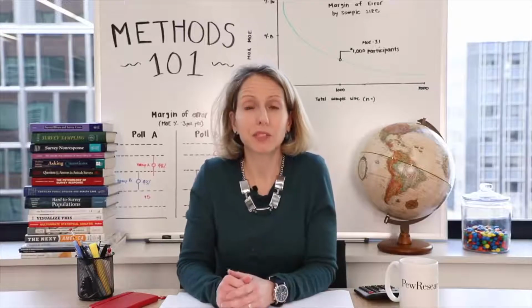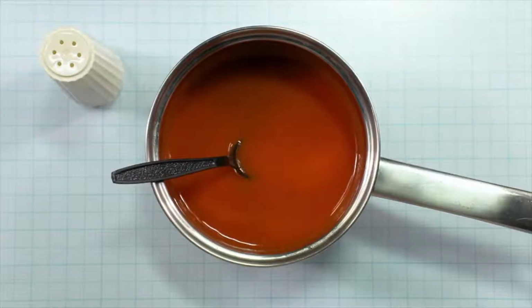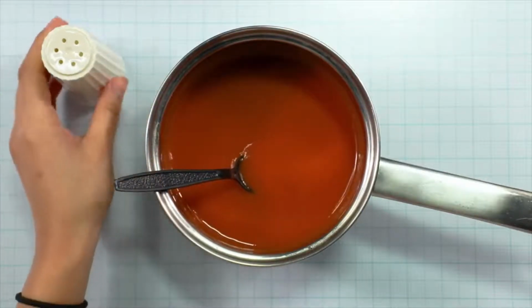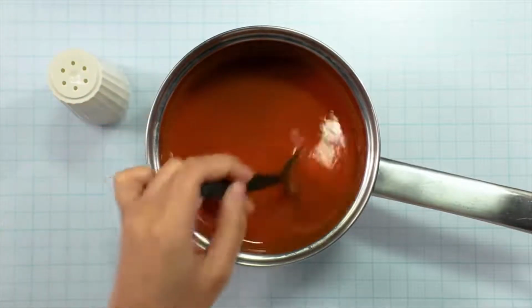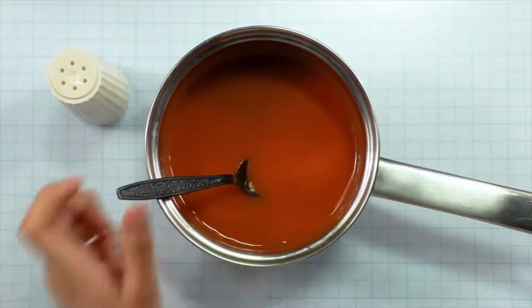We actually use random sampling all the time in everyday life. For example, when you're making soup, if you stir the pot correctly, you don't have to drink the entire pot of soup to know if it needs more salt. Instead, you can just have a spoonful, because each spoonful tastes like the pot of soup overall.